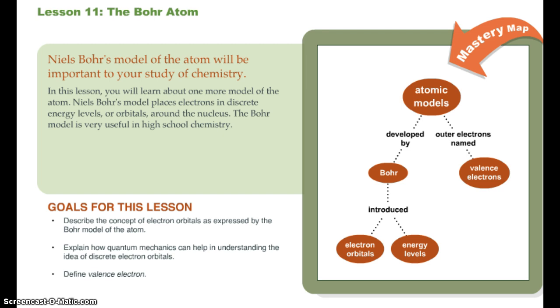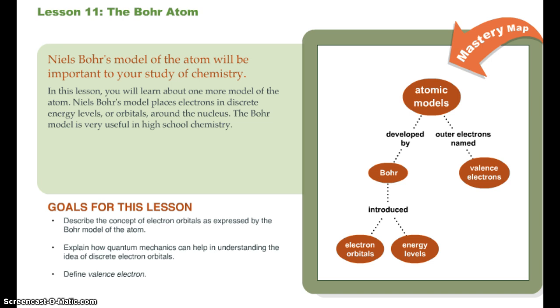In this lesson, you will learn about one more model of the atom. Niels Bohr's model places electrons in discrete energy levels or orbitals around the nucleus. The Bohr model is very useful in high school chemistry. And they say high school chemistry because once you get more advanced, you'll learn that it's not perfectly accurate and there's a different model, but for everything we're going to do, this is our number one go-to model.